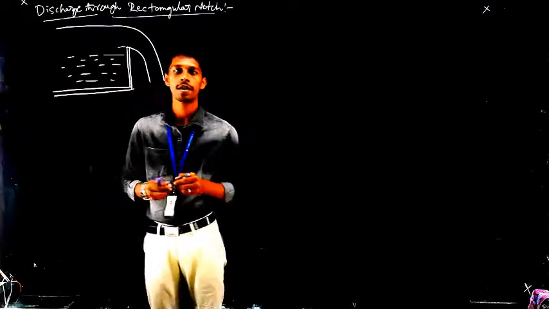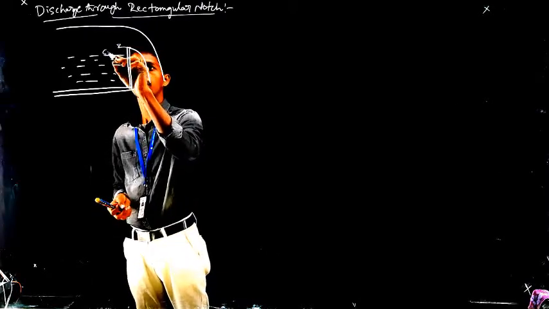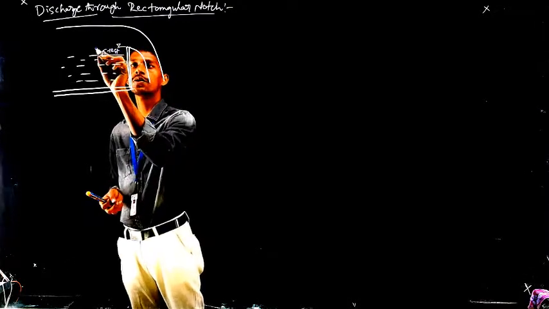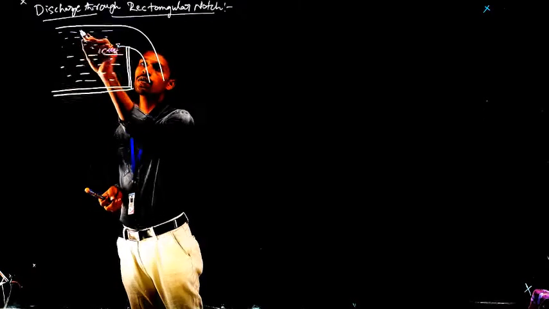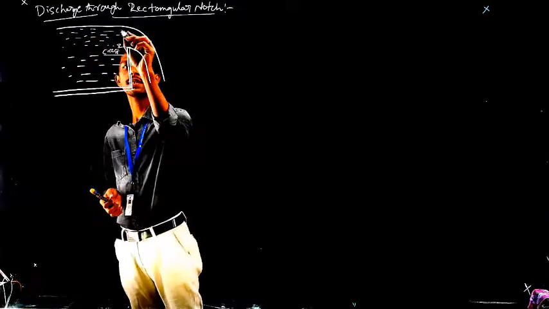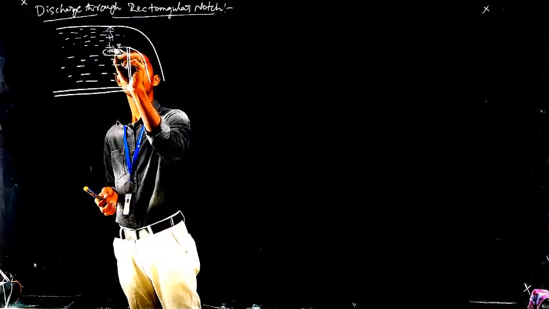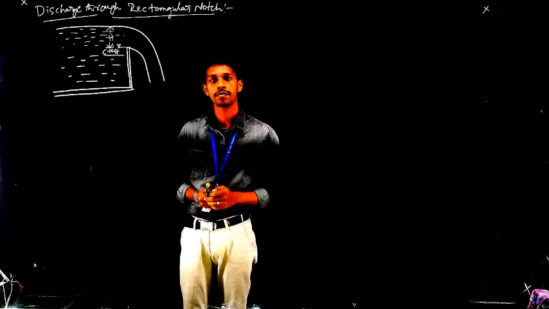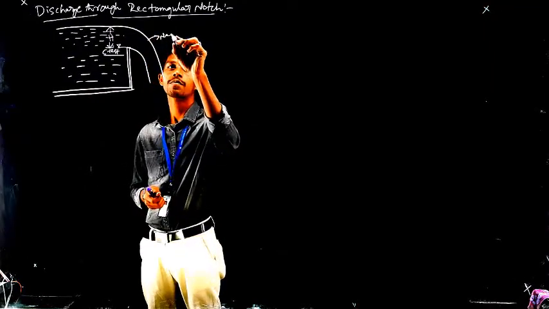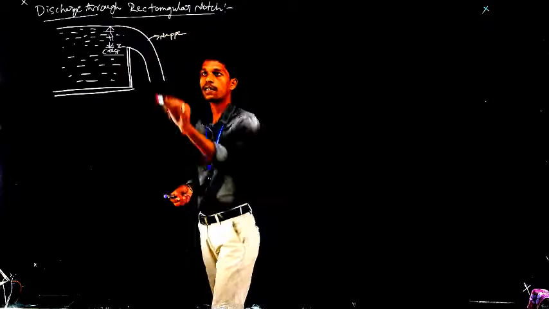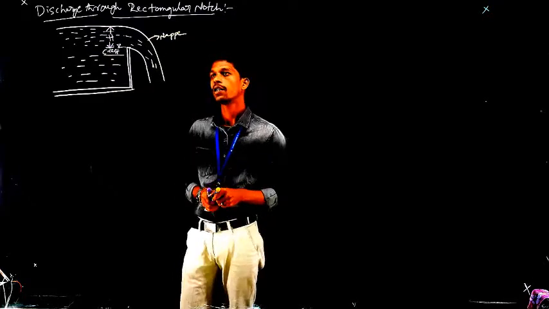So what about this level? This level is called as crest level. From this crest level, whatever the water is there, that is called as capital H. So capital H will be head over the crest, level of water over the crest, and this is called as nappe, over which the water is flowing to the downstream side.